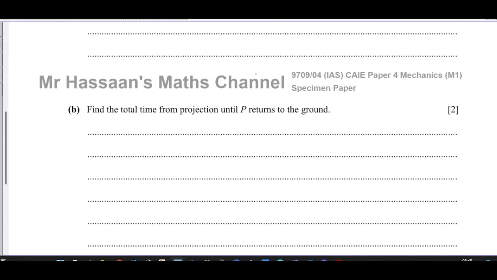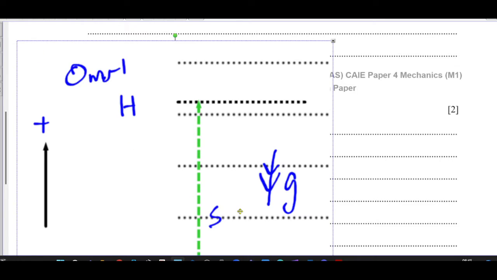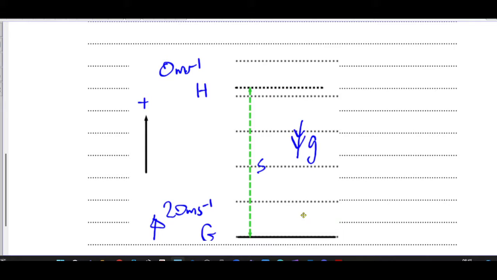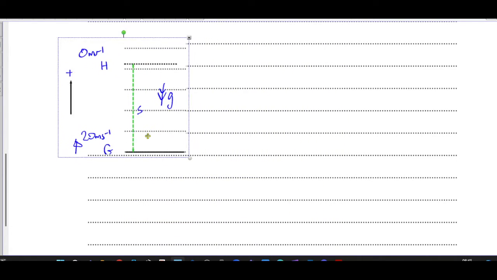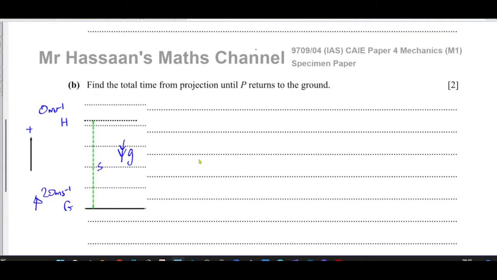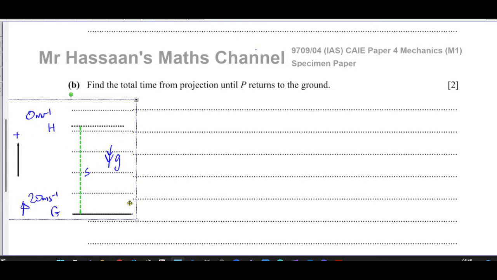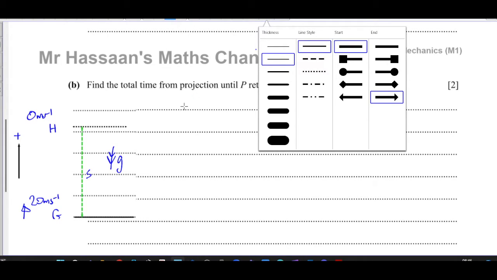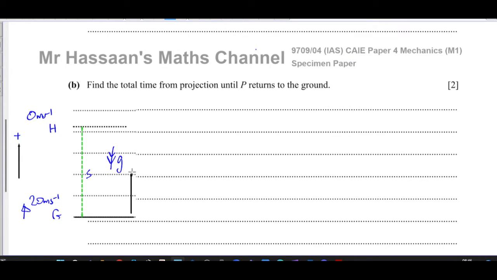Okay, so here we are. It's been thrown up, and now it's going to come back down again. So it's gone up and it's going to come back down. Let me just draw something to show that. It's going to go up and then it's going to come back down.